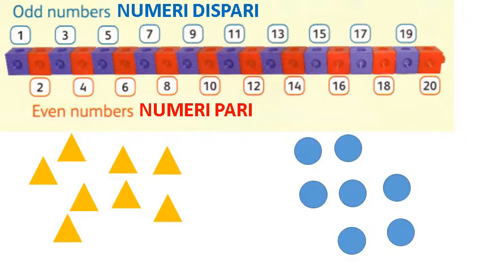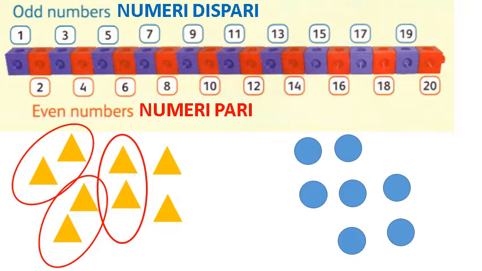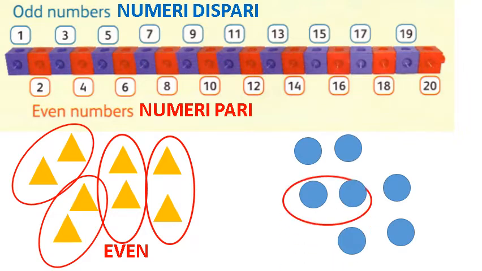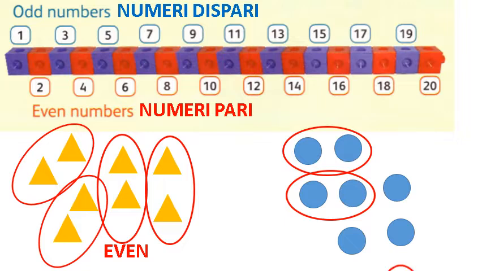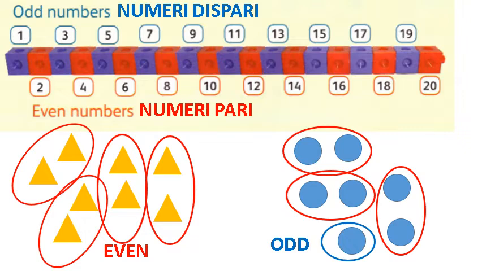Let's take a look at an example. Let's count the yellow triangles in 2s. 2, 4, 6, 8. We have 4 groups of 2. So this is even. Now let's try with circles. 2, 4, 6. Oh, and we have 1 left over. When we have 1, it means the number is odd.